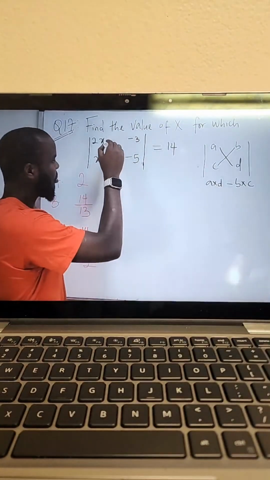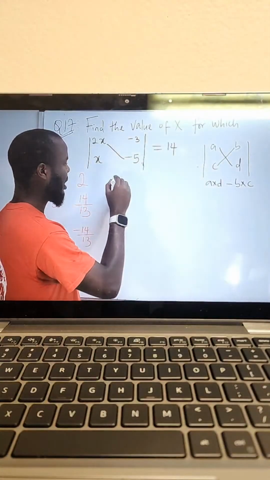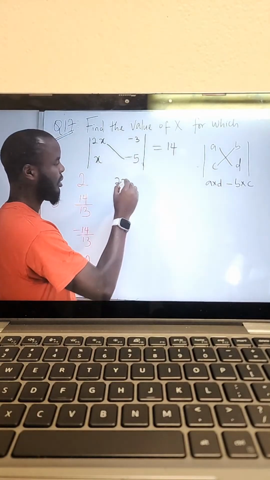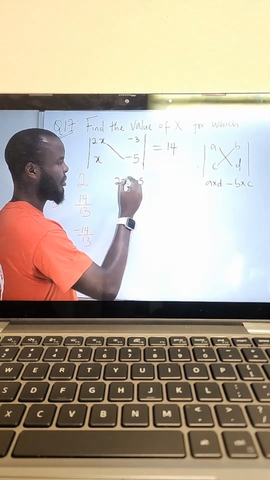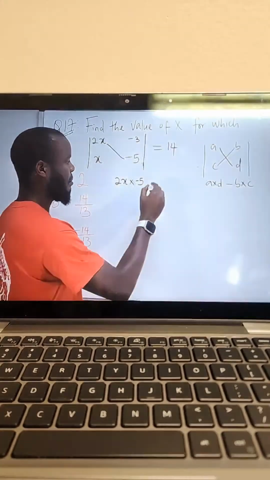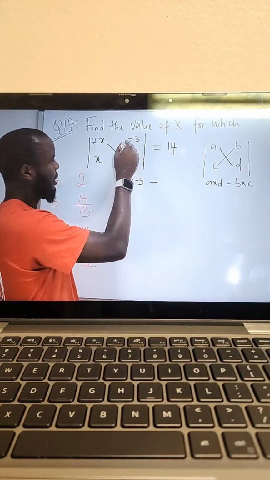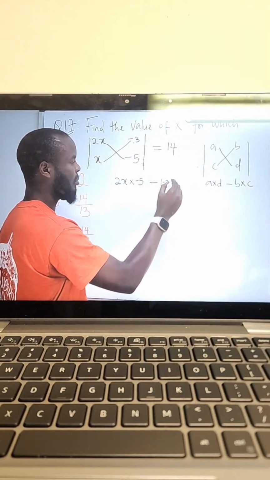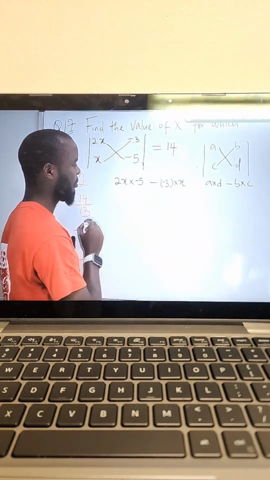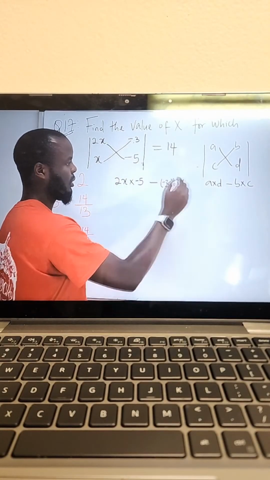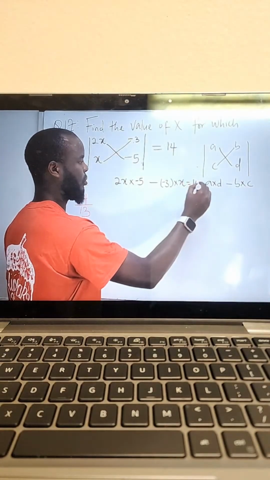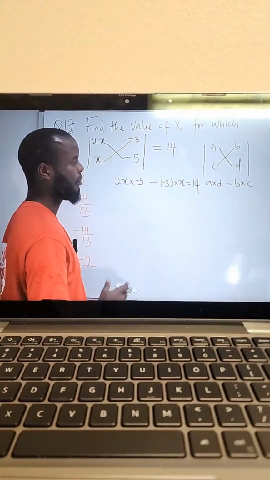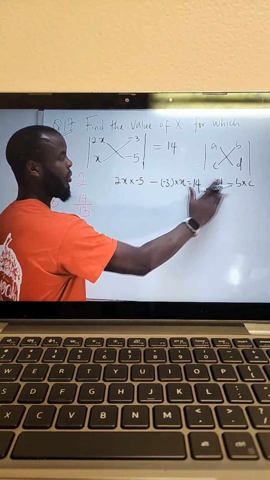So now, I'm going to multiply these two together. Here I have 2x multiplied by negative 5, minus negative 3 multiplied by x, equal to 14. So this is what we have.